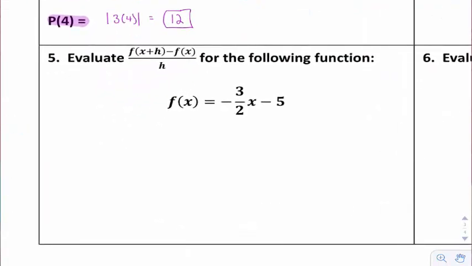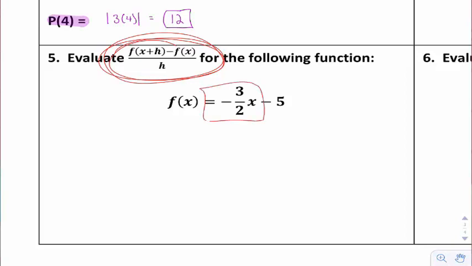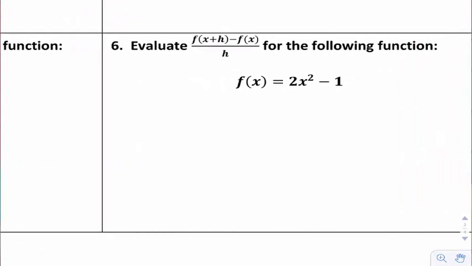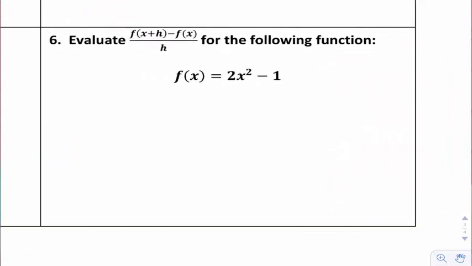Moving on, evaluate. Now here, remember, all we're doing is that difference quotient. We're just doing slope. Now this is a line. So when you see that this is a line, this should actually make this problem super easy. The slope is negative 3/2. So please just write that and don't do all the work. There's number 5. Wow, that was quick. Okay. But on number 6, we got to do a little bit of work.